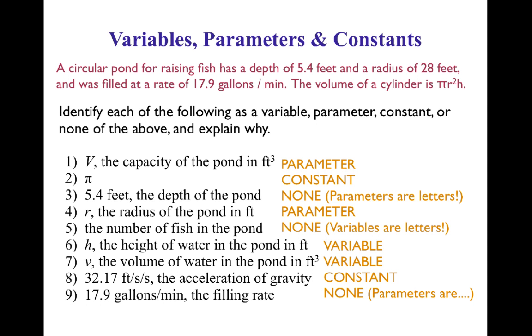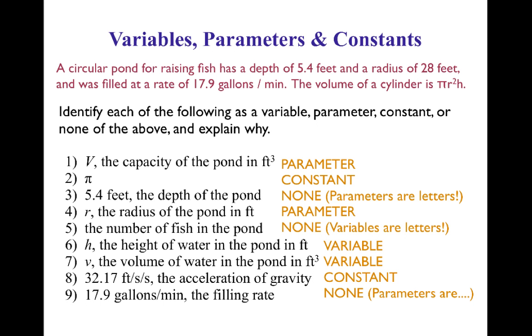Okay. So don't argue against the problem and say, well, it would be impossible to truly fill it at 17.9 gallons per minute. It's got to vary a little bit. Well, yeah, that's true. But just for the sake of what's being given here, we're just assuming it's constant. And so if we assigned a letter, that 17.9 gallons per minute filling rate would be a parameter. But it's not because there's no letter. Questions on these items? Yes, please.